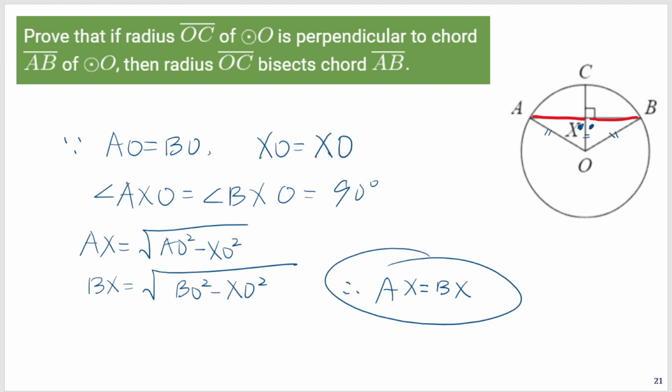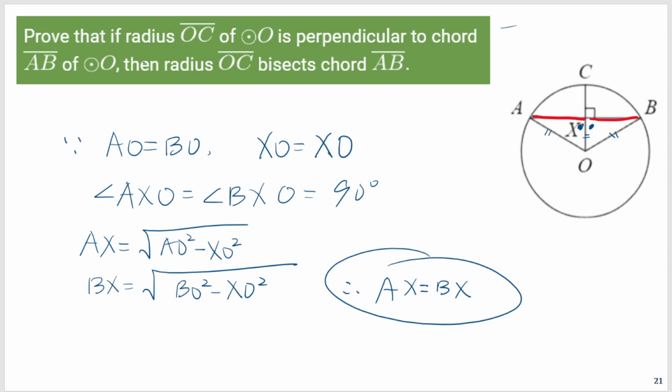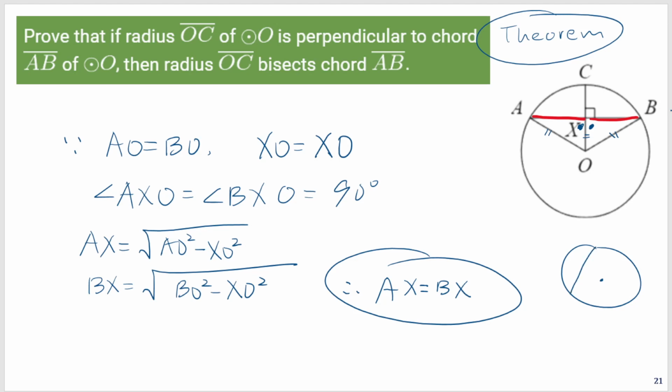Okay, any questions? Again, you can use this conclusion as a theorem. So next time, when you have a setup like this, if OC is perpendicular to the chord AB, suppose you have a chord here, and this is a radius. If the radius is perpendicular to the chord AB, then you should know this side equals this side in a circle. You can use this as a theorem.